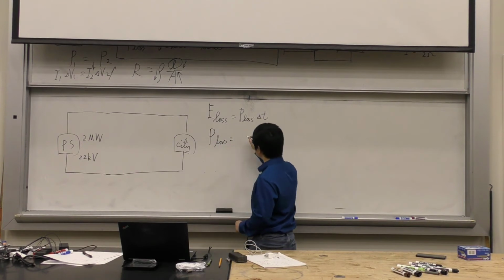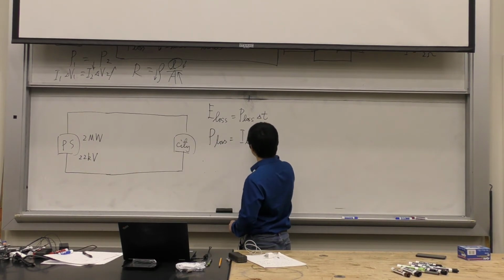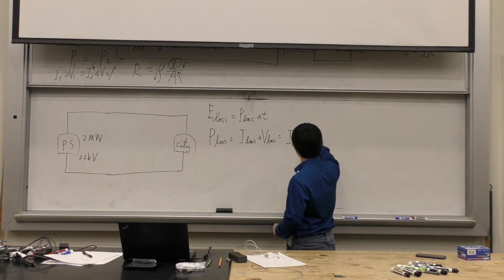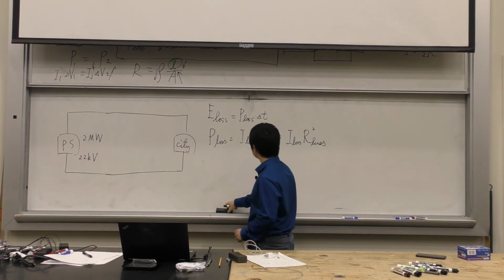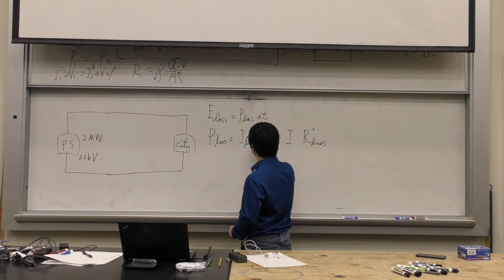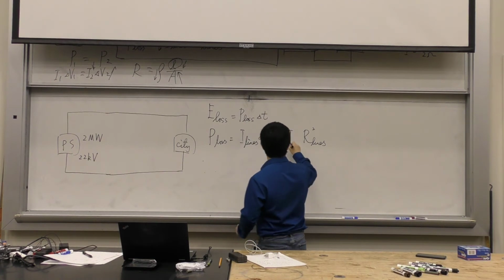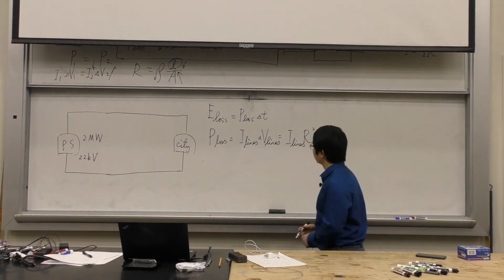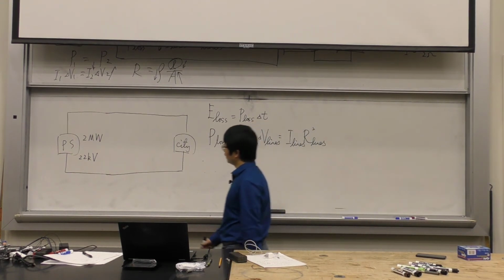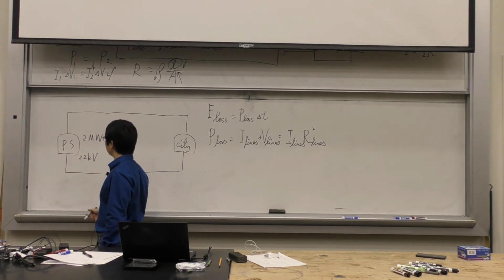So I can do I times V. But then I can use Ohm's law to rewrite this as I times R. So at the end I can do this. Okay, so this is going to be the current and everything on the transmission lines. Right? Now, how do I find these values? Okay, so we're going to use these two numbers to find the values.